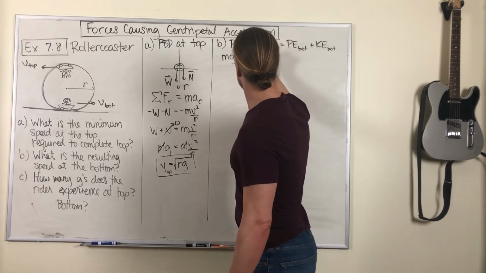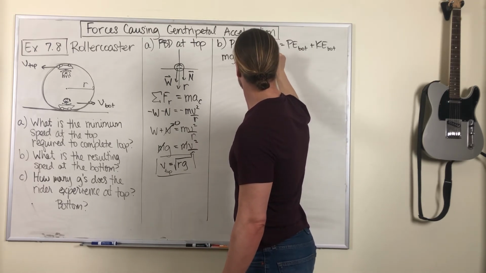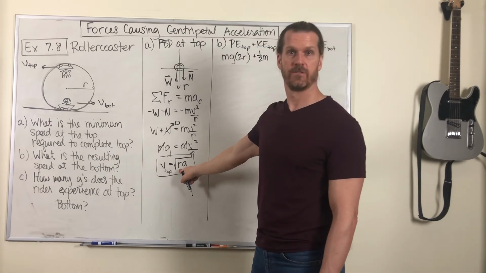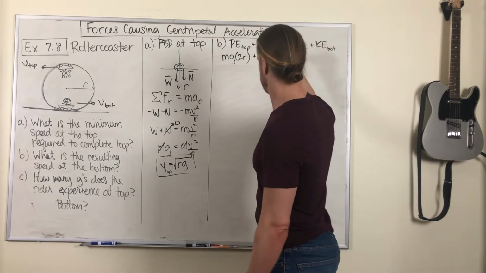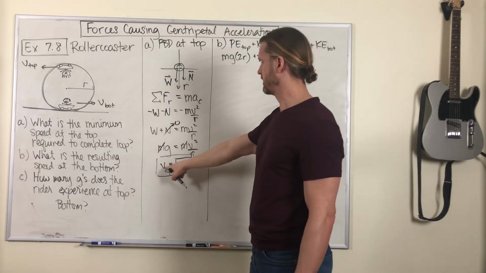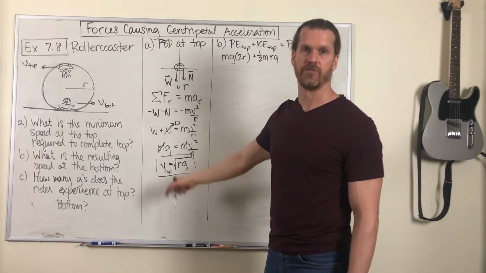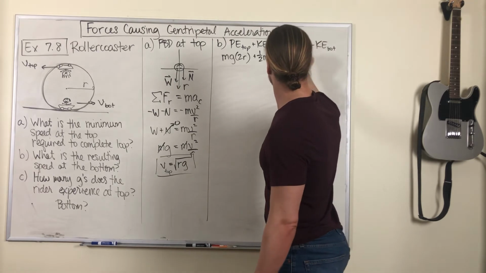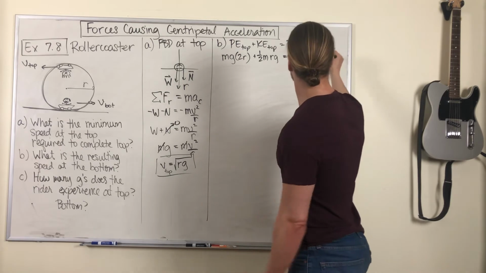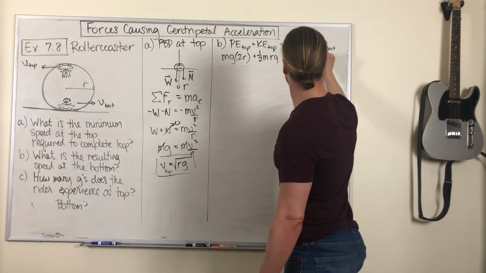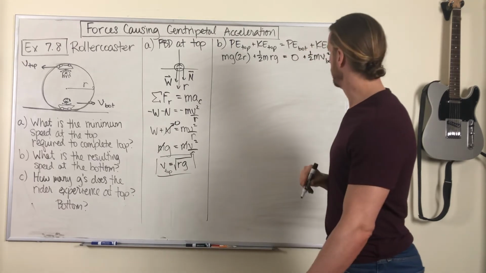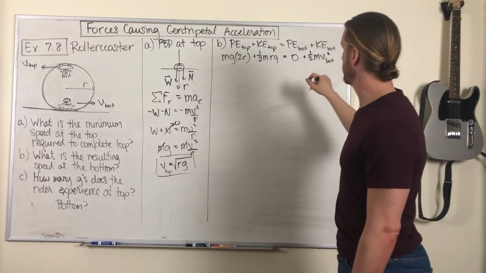And the kinetic energy at the top is 1/2 mv squared, but we already found the v at the top. V squared is rg. We just undo the square root. Potential energy at the bottom is 0. It's at ground level. And the kinetic energy at the bottom, well, we're solving for this. We'll figure out what that is in just a second.